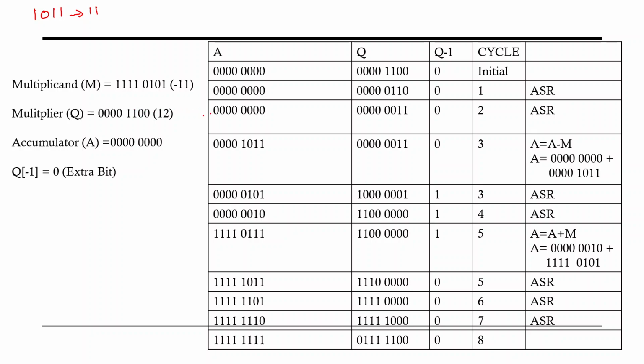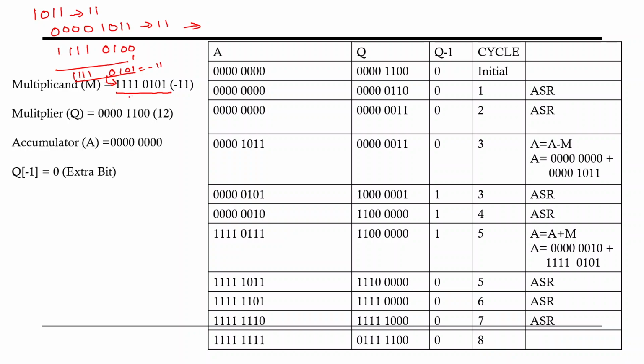So now here what we will do: 00001011 is for 11. I want the 2's complement, so we take the 1's complement, 4 ones and then 0100, and add 1. So 4 ones, 0101. This is the value for minus 11. You can see here, 4 ones, 0101.